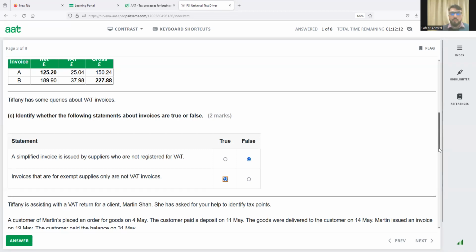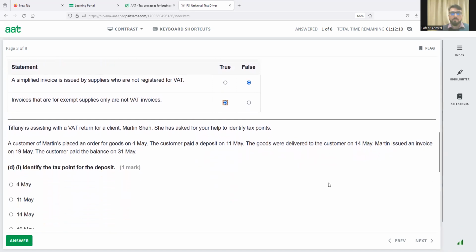Okay, let's move on to the next part of this question. Tiffany is assisting with a VAT return for a client, Martin Shah, and she has asked for your help to identify tax points. A customer of Martin's placed an order for goods on 4th of May. The customer paid a deposit on 11th of May. The goods were delivered to the customer on 14th of May. Martin issued an invoice on 19th of May. The customer paid the balance on 31st of May.